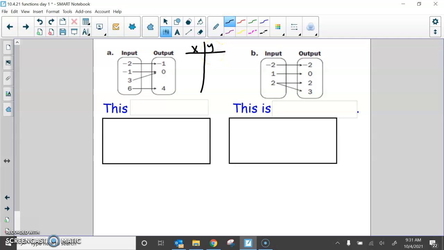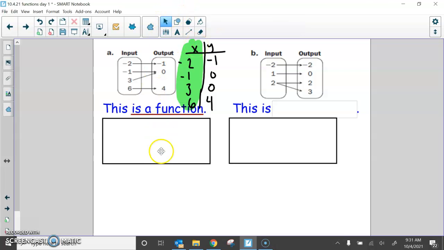So -2 goes to -1, which means -2 and -1 are a pair. -1 goes to 0, 3 goes to 0, and 6 goes to 4. So when you're doing this, if you have to make a table, you're still looking at the x's to see if they repeat. So right here, do any of these repeat? No, they do not repeat.